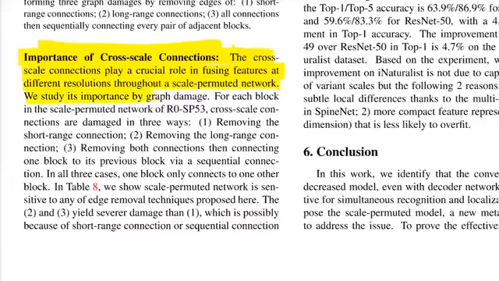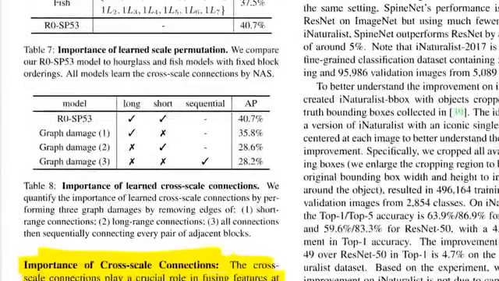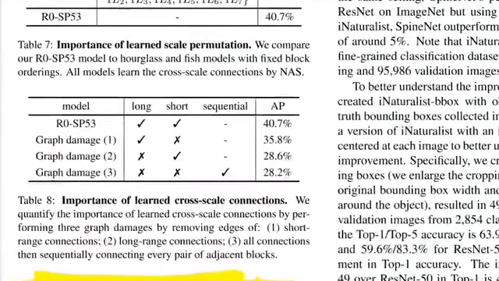We study its importance by graph damage. So either they remove the short-term connections, or they remove the long-range connections, or they remove both and then connect one block to the previous block via a sequential connection. So this is only in the things that they learned, right?